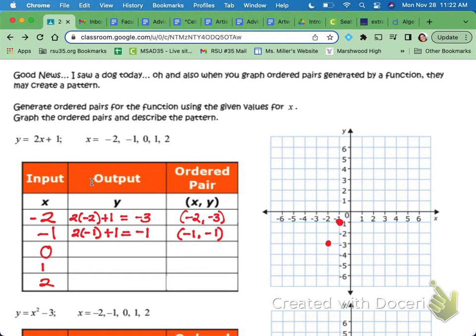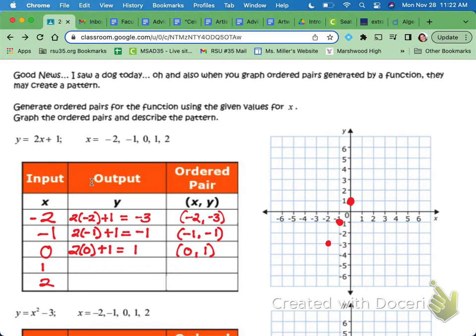Let's do the same thing for 0. 2 times 0 plus 1 would be what? It'd be 0 plus 1, which would be 1. So your ordered pair is 0, 1. So plot that point.